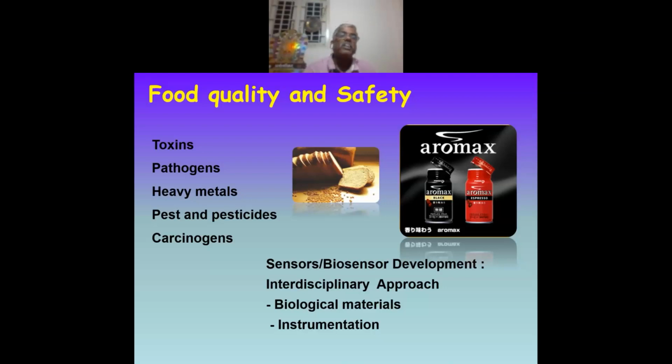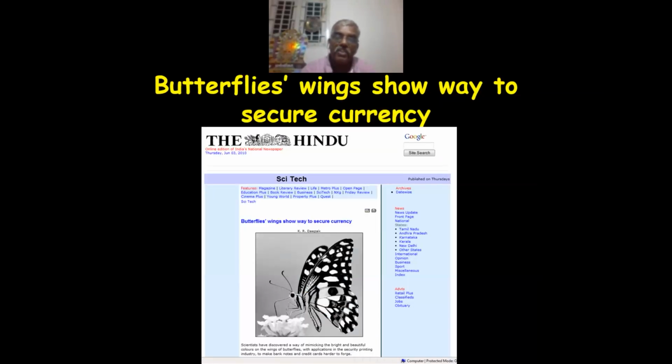Even nowadays, for food quality and safety detection, this kind of sensor is very useful for toxins, pathogens, heavy metals, pests and pesticides, carcinogens. Whether this compound is existing in the food or not. So that type of sensor is contributing a lot. Then I worked on a coffee sensor. Microbes can contaminate coffee. So whether it's possible to detect the microbes over the coffee using this kind of color sensor, I worked on a particular product to detect the pathogen over the coffee.